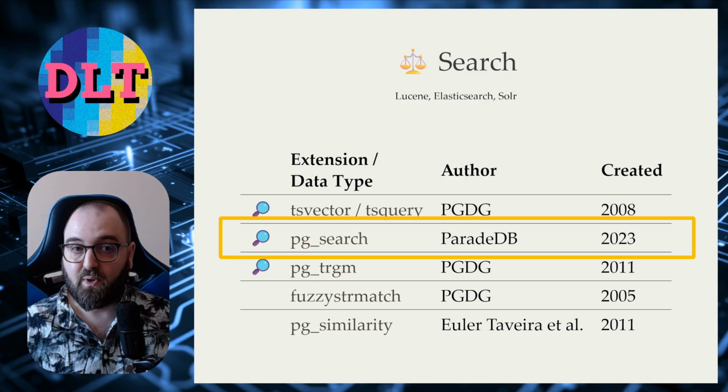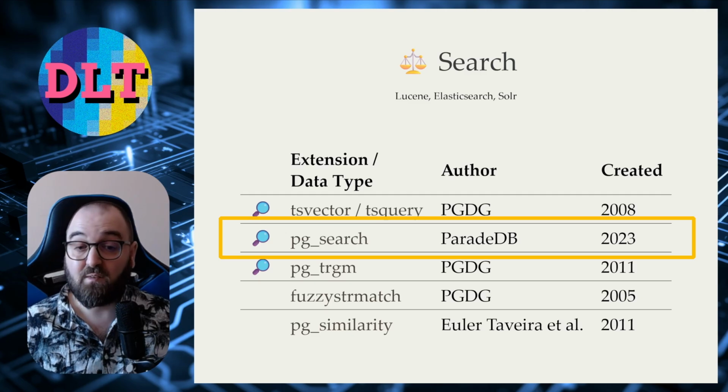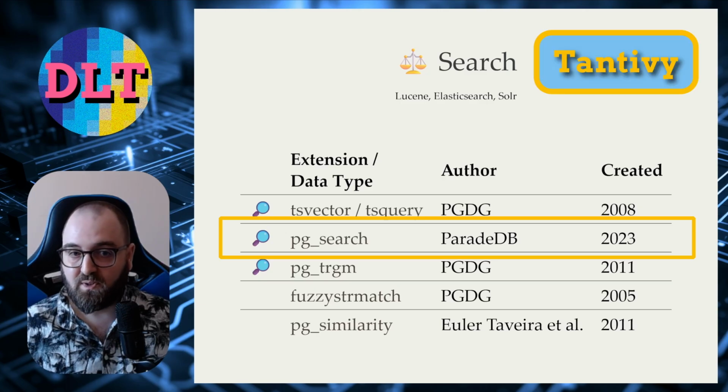Then we've got ParadeDB pg_search, which was previously known as pg_bm25, and so they brought BM25, which is a ranking function, into Postgres. The extension is quite large and takes quite a long time to compile, and it adds a ton of Lucene-like features. It's based on Tantivy, which is a Rust-based Lucene alternative, so that's interesting.